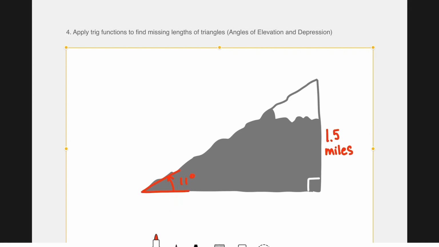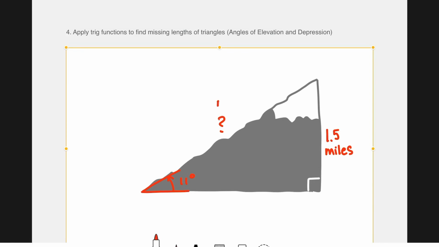Or I suppose that would have made more sense if you were at the top of the mountain and you were looking straight out. The angle of depression would be right there. But this one's angle of elevation, and if you wanted to find out how far of a hike that was going to be to the top of the mountain, what could we do? We could use our SOHCAHTOA.